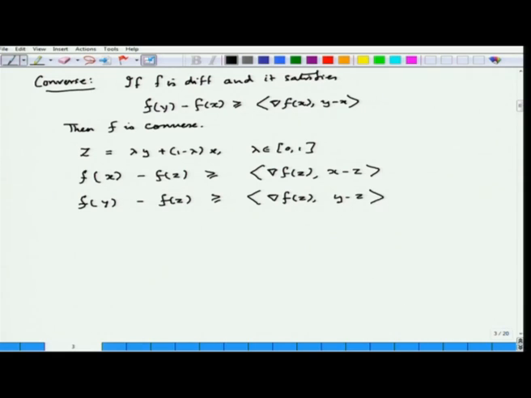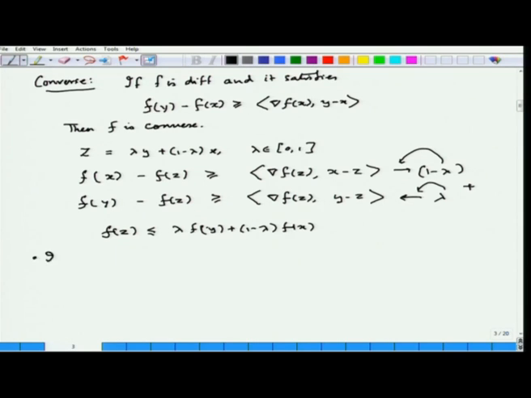So, your job would be to multiply this with 1 minus lambda, multiply this with lambda, and once you add up, you will simply get that f of z is less than or equal to lambda times f of y plus 1 minus lambda times f of x. So, this operation was 1 minus lambda into this equation and lambda into this equation, then add up to get this result, and z you know is what, and so that is convexity exactly.